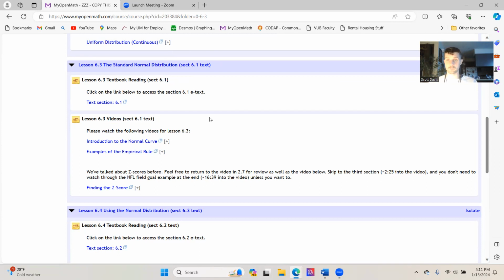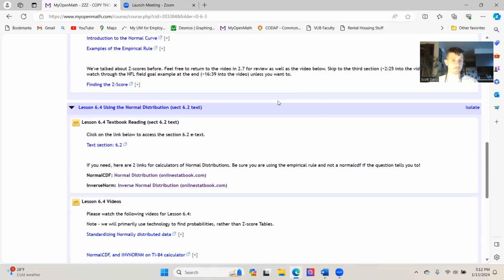You can use a normal CDF or one of these other online resources that I'll tell you, as long as you find the probability right. Or if you would prefer to use the z-table, because some of the videos will reference z-tables, you are more than happy to. I just find it an unnecessary step when we have technology.